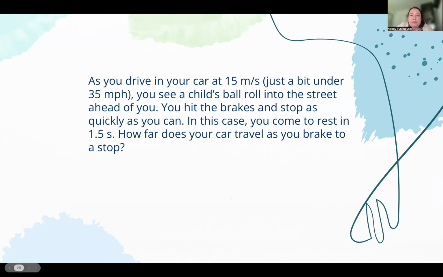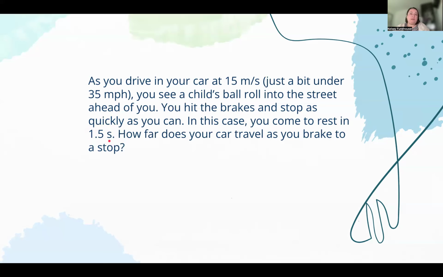So let's go through and pull out the important information. First thing, you're driving at 15 meters per second. What that is giving you is your initial velocity. And then you see that you use your brakes and stop. That means that your final velocity is going to be 0 because you're coming to a stop. So we have an initial and final velocity. And then we also see that it takes 1.5 seconds to come to a stop.